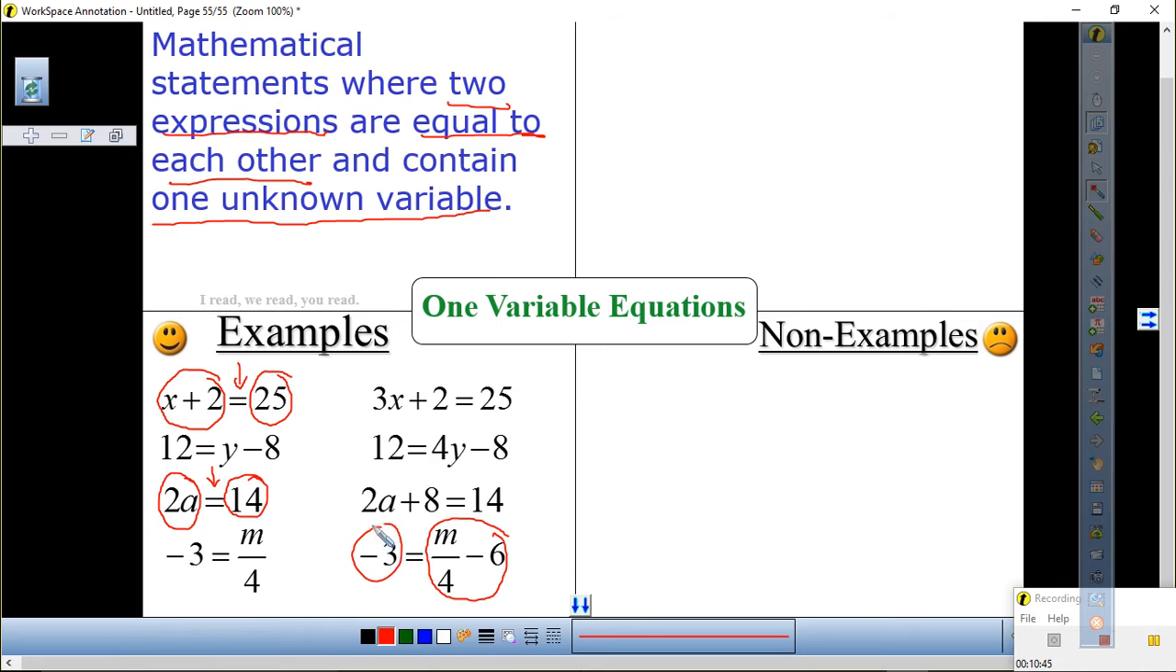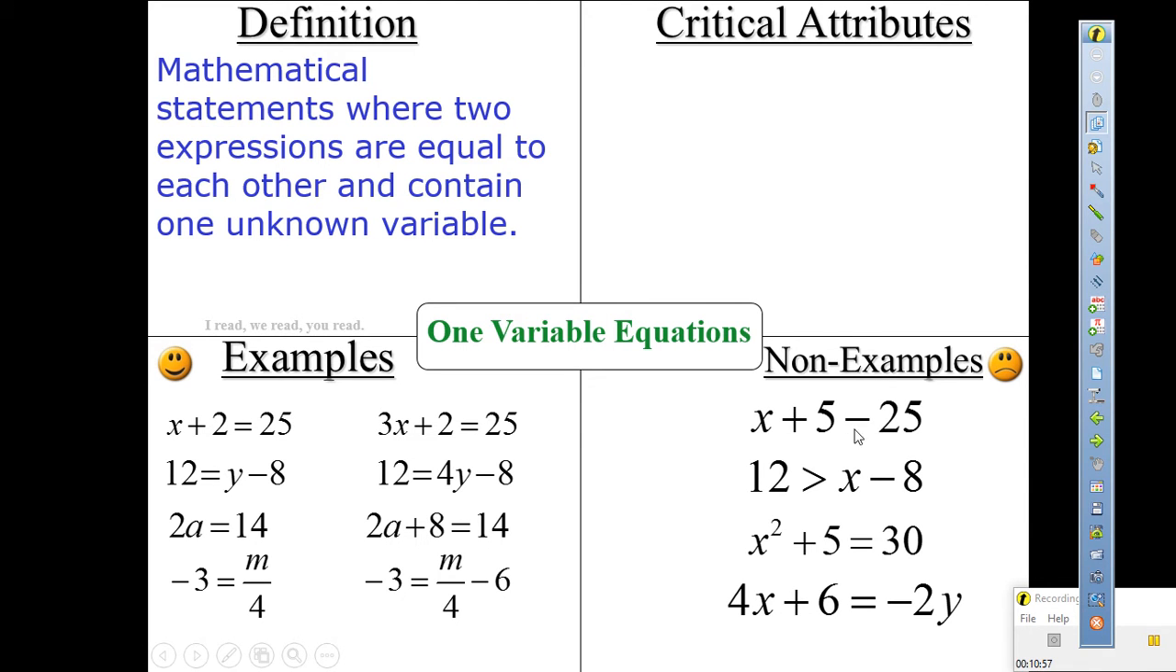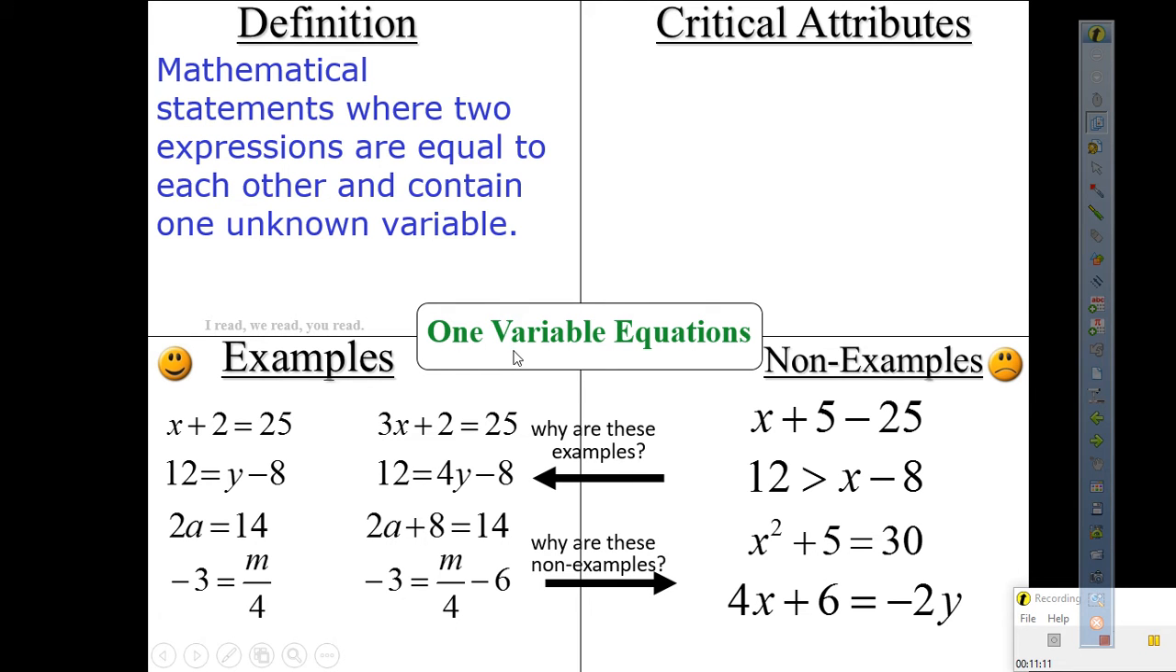Expression, expression, equal to each other, one unknown variable, and so on and so forth. Fairly simple? All right, let me show you some non-examples. Now that we're clear as to one variable equations: x plus 5 minus 25, 12 greater than x minus 8, x squared plus 5 equals 30, 4x plus 6 equals negative 2y. As you're writing this down, start thinking, if these are one variable equations, why are these not?